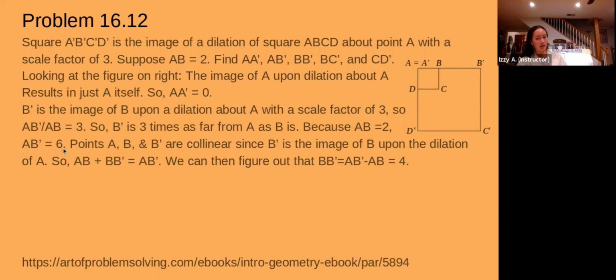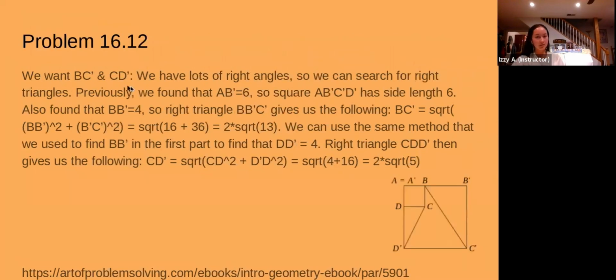Points A, B, and B' are collinear since B' is the image of B upon the dilation of A. So AB plus BB' is going to be equal to AB', and then we can figure out that BB' is equal to AB', which is 6, minus AB, which is 2, so that's going to be 4. Okay. So next we want B'C' and C'D', and I'll make sure to go back to the first part of the answer for review, but back to finding B'C' and C'D'.